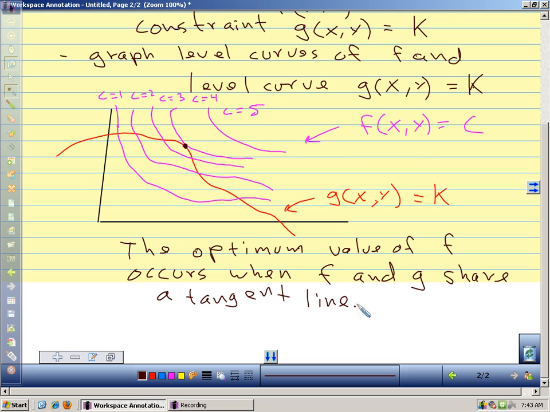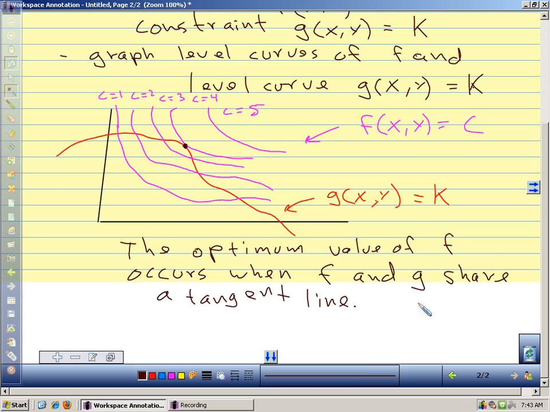Now, in terms of quantities that we've been working with in this chapter, if their tangent lines are parallel, they share a tangent line, what quantity that we've been working with in this chapter is also going to be parallel? The gradient, because the gradient is orthogonal to the level curves. So the gradient is orthogonal to the tangent line. So our gradients are going to be parallel, and that's what we're going to work with. Because they share a tangent line, the gradients are going to be parallel.